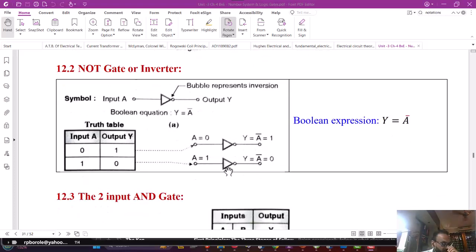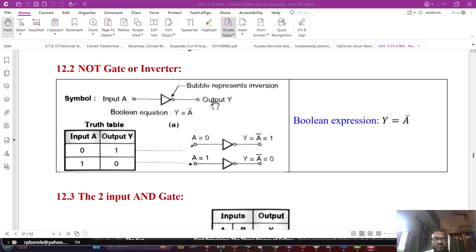Let us see the first gate. It is a NOT gate. It is also called an inverter. The symbol of the NOT gate is shown here. It consists of a single input and single output. The symbol consists of a triangle and a bubble at the output. This bubble represents the inversion operation.